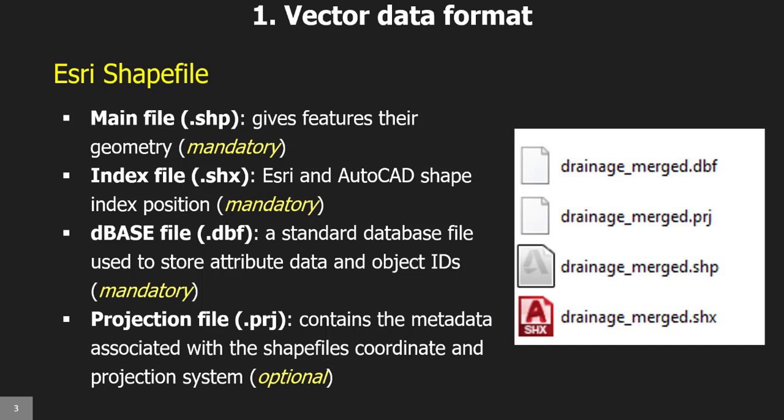dbase file has extension DBF, which is a standard database file used to store attribute data and object IDs. Projection file has extension PRJ, which contains the metadata associated with the shapefile's coordinate and projection system. It is an optional file.